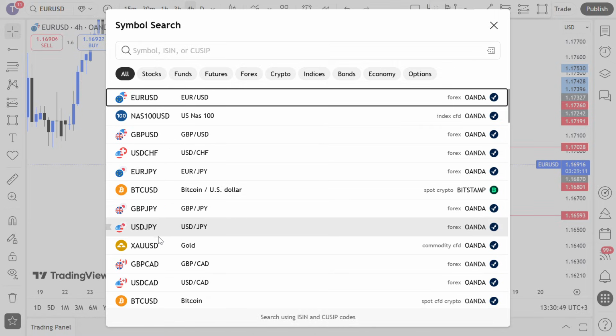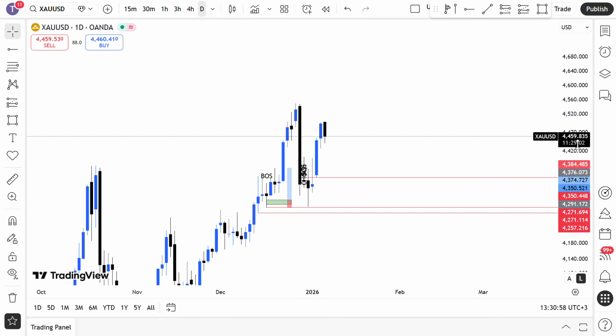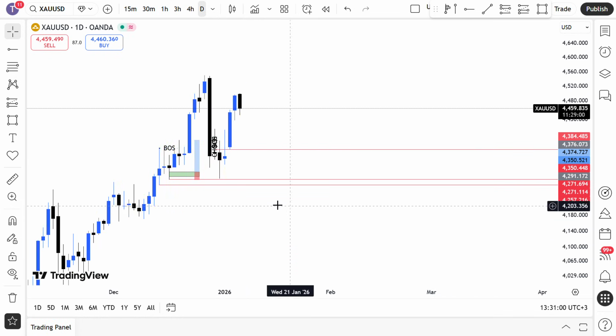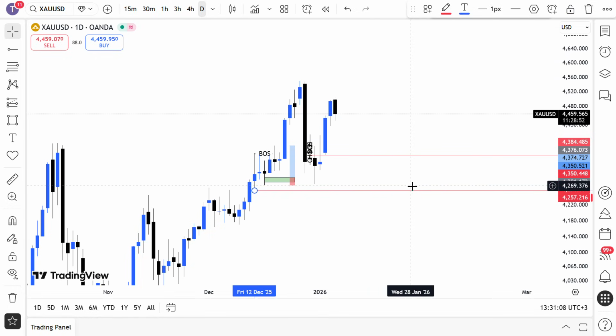I also have gold. On gold, we are still bullish, very bullish to the upside. Let me clear some of these lines so that I can make my chart very clear.